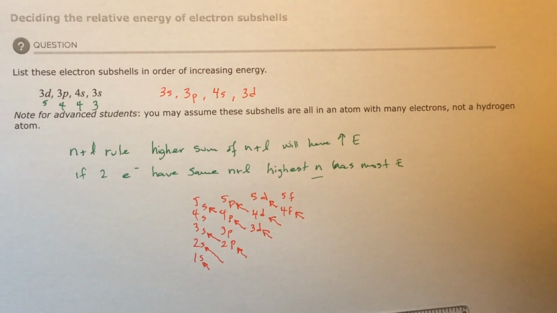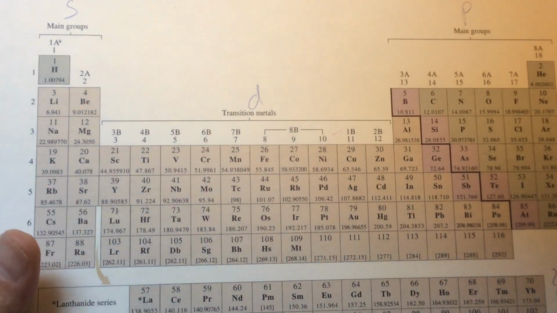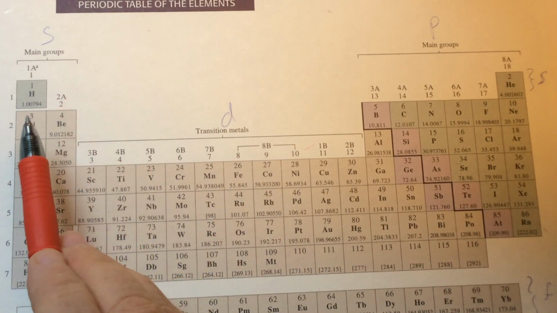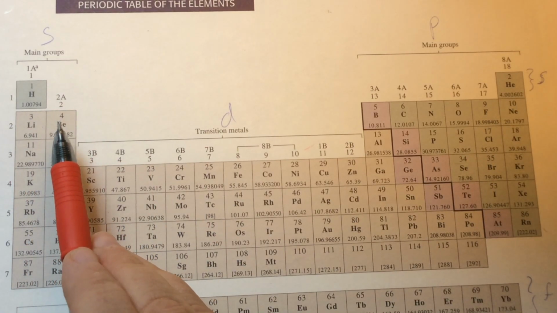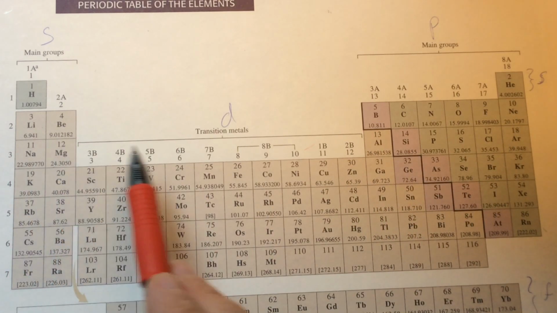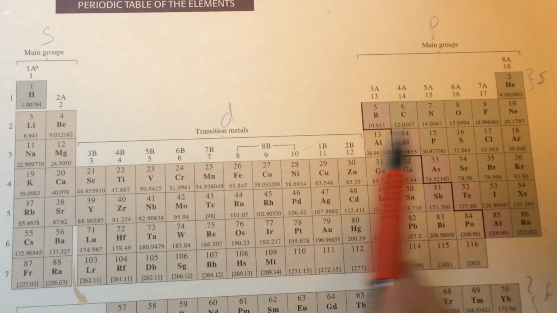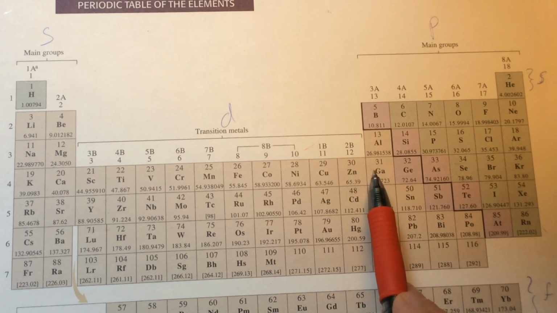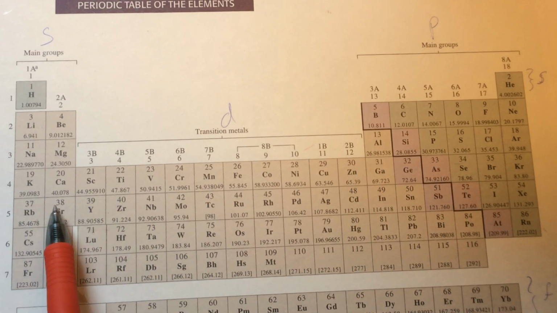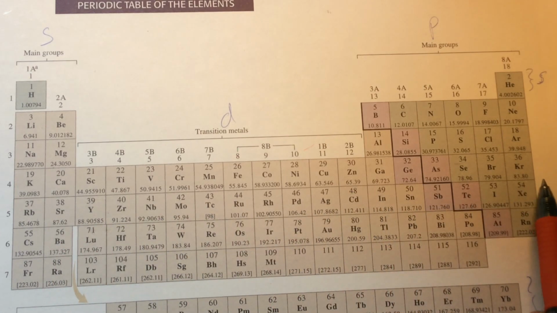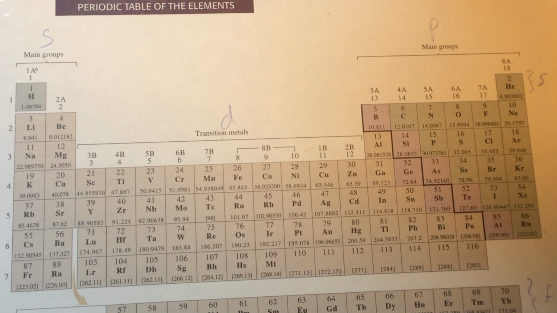I'm going to do it one more time. The lowest energy level is 1S. The second energy level would be 2S. The next would be 2P. The next would be 3S. The next would be 3P. The next would be 4S. The next would be 3D. And then 4P. Then 5S. Then 4D. Now 5P.